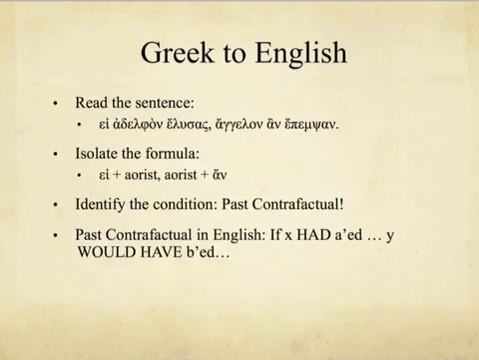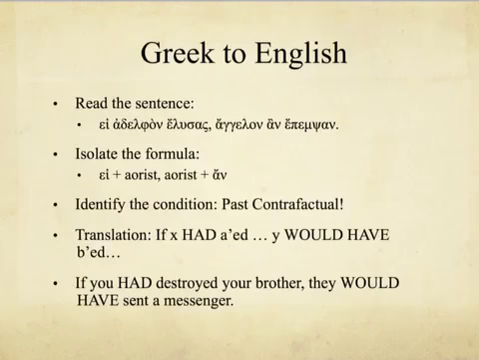So what does a past contrafactual sound like in English? It has the pluperfect in the protasis, right, and then the past conditional in the apodosis. So if X had A'd, then Y would have B'd. That's what the English version of the past contrafactual is going to sound like. So finally, you will come to the translation: if you had destroyed your brother, they would have sent a messenger. E adelphon elusas angelon an epempsan.